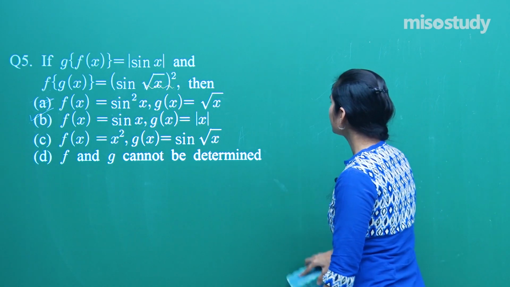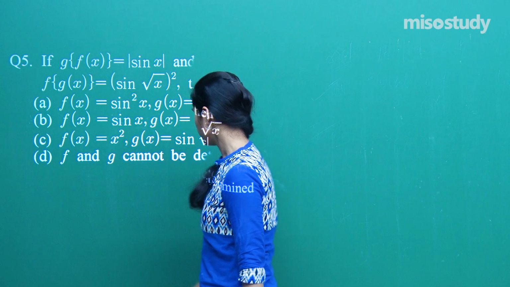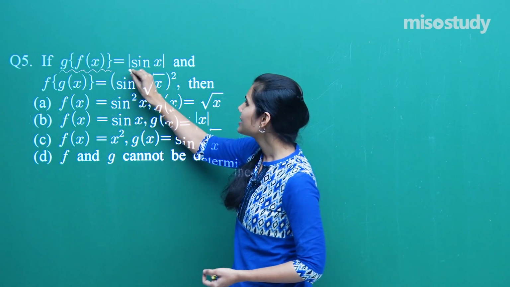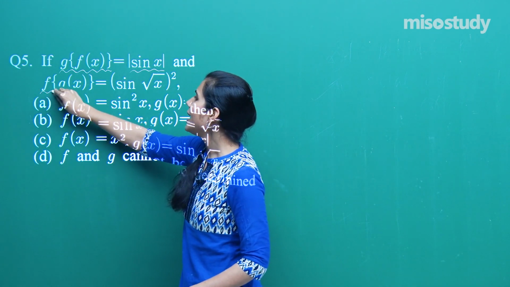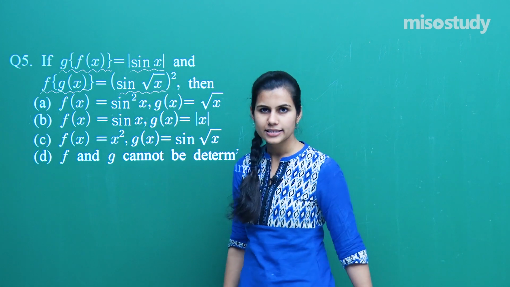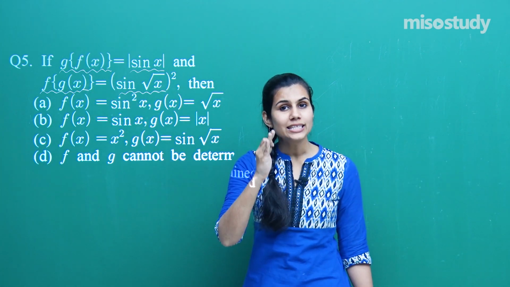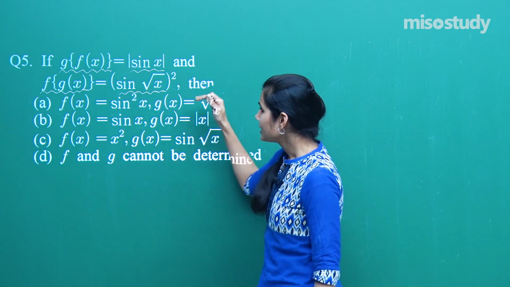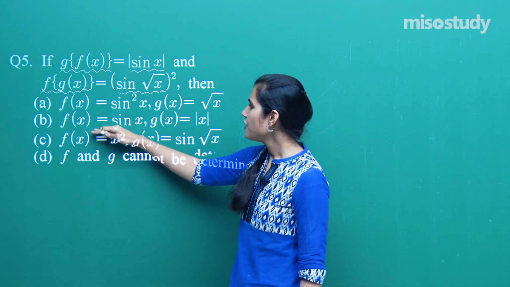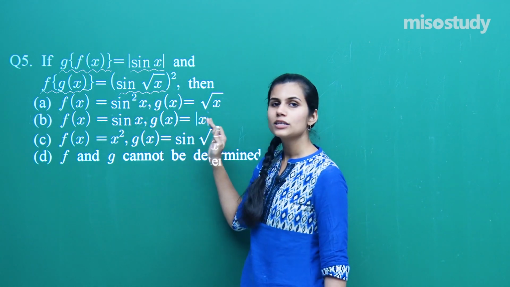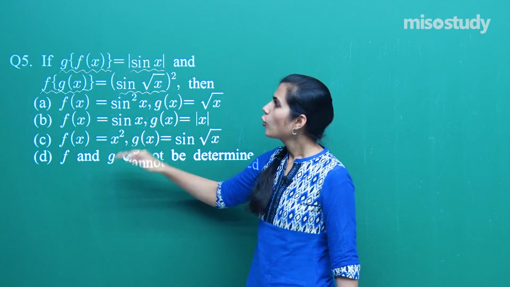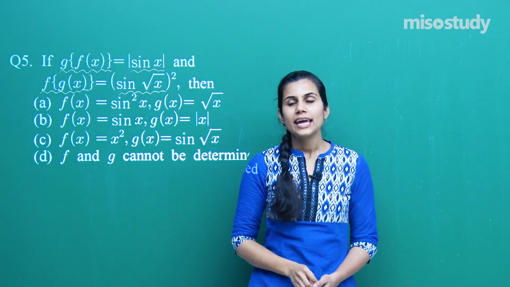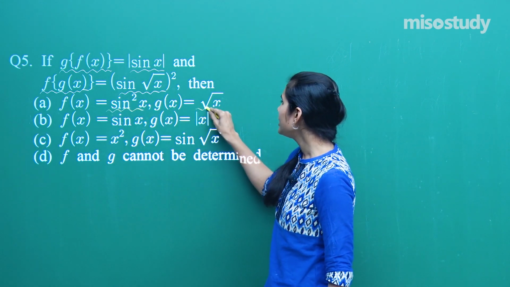The next question, just give it a reading and then try and understand what is the question's demand. Question number 5 is actually giving you already GoF of x as mod of sin x and FoG of x as sin of square root x. And then it is saying if GoF for some g and some f is coming out to be this and FoG for the same f and the same g is coming out to be this, then is f this and g this, or f is this and g is this? What is f and what is g is what the question is trying to say, or there are no f and no g which on getting composed get these as the results. That is what we have to see. Let's start with the first option A, which gives f is sin squared x and g is root x.